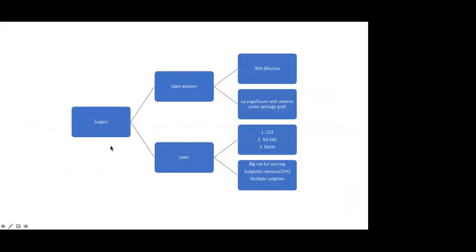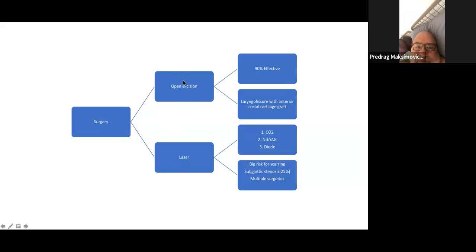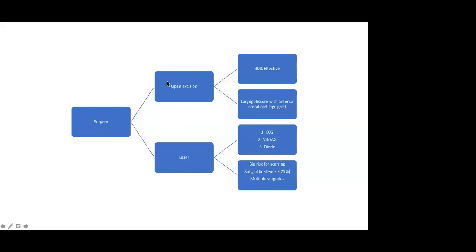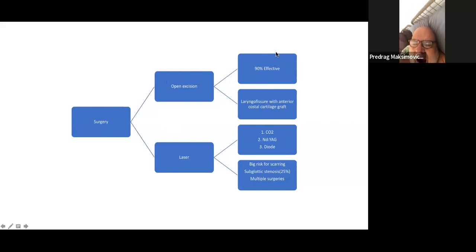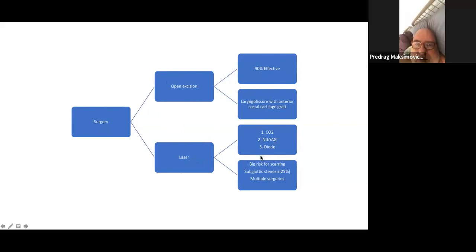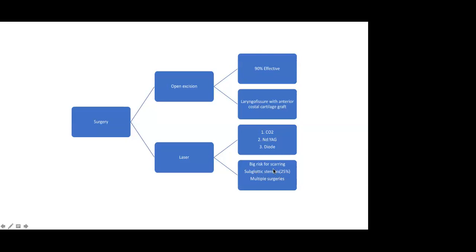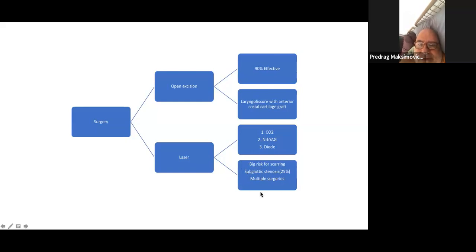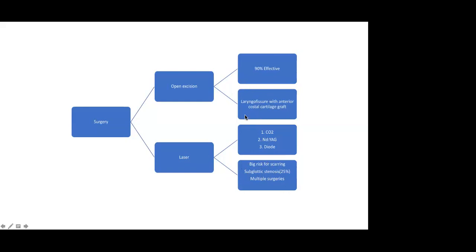So, surgical options for airway hemangiomas. Open excision with a laryngeal fissure and anterior costal graft is used as first line by many centers. They report about a 90% remission rate. Other centers use laser surgery as first line, with the advantage being that it can be done endoscopically. Typically it would be either CO2 or diode lasers, but there's a big risk of scarring, with an incidence of subglottic stenosis of 25%. These patients usually require multiple surgeries, whereas with open excision you usually only need one surgery.